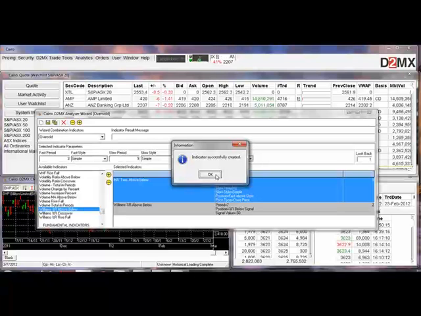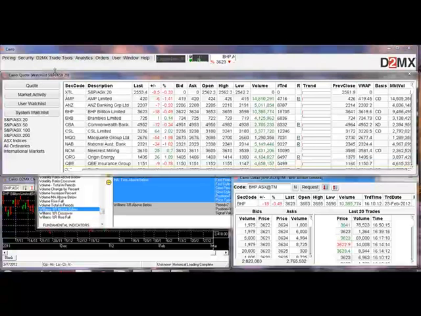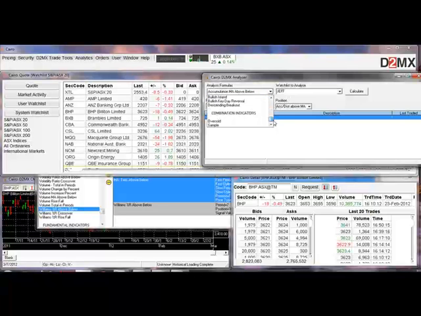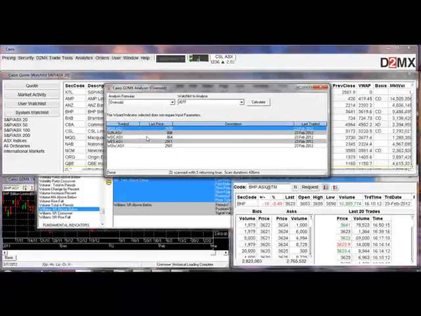The indicator's been created. And now we can use the D2MX Analyser to find the shares that meet that criteria. So if we scroll right down to the bottom, there's our oversold criteria, and we click on calculate. And there are 4 shares today that have pulled back but are in an uptrend as defined by the criteria that we've set up. So both the Analyser and the Analyser Wizard allow you to very quickly scan the markets to find the trading opportunities that you're looking for.